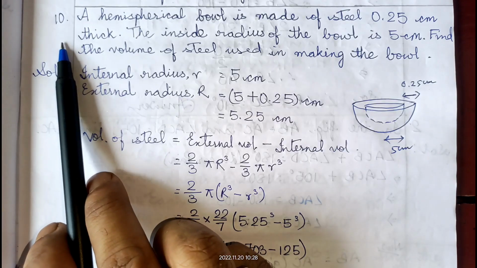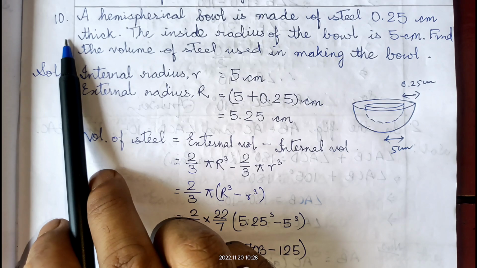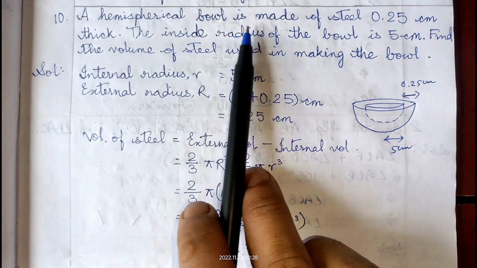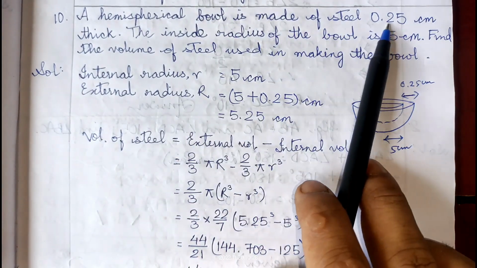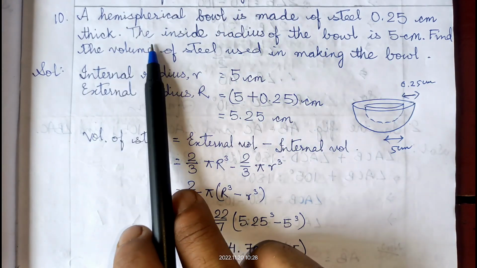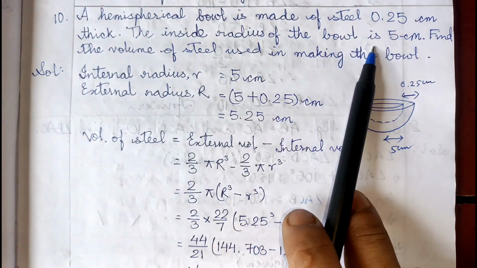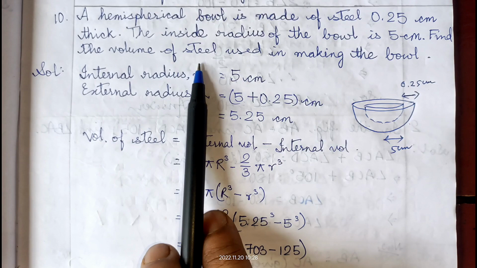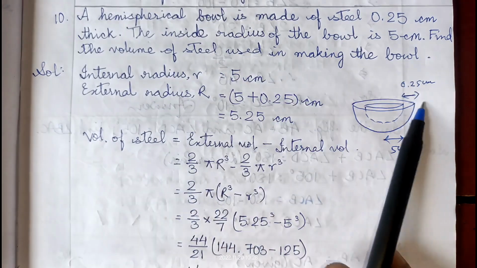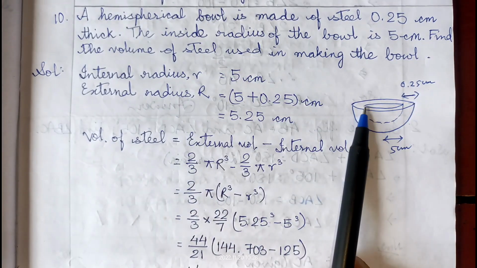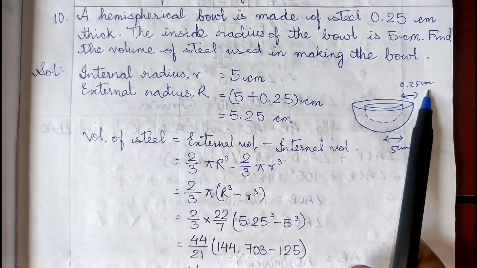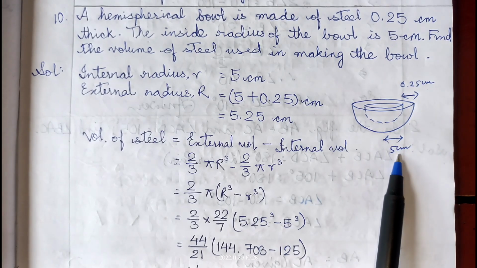Question number 10, which is the last sum from this exercise. Question is, a hemispherical bowl is made of steel 0.25 centimeter thick. The inside radius of the bowl is 5 centimeter. Find the volume of the steel used in making the bowl. Suppose this is the bowl where thickness is 0.25 centimeter and inner radius is 5 centimeter.